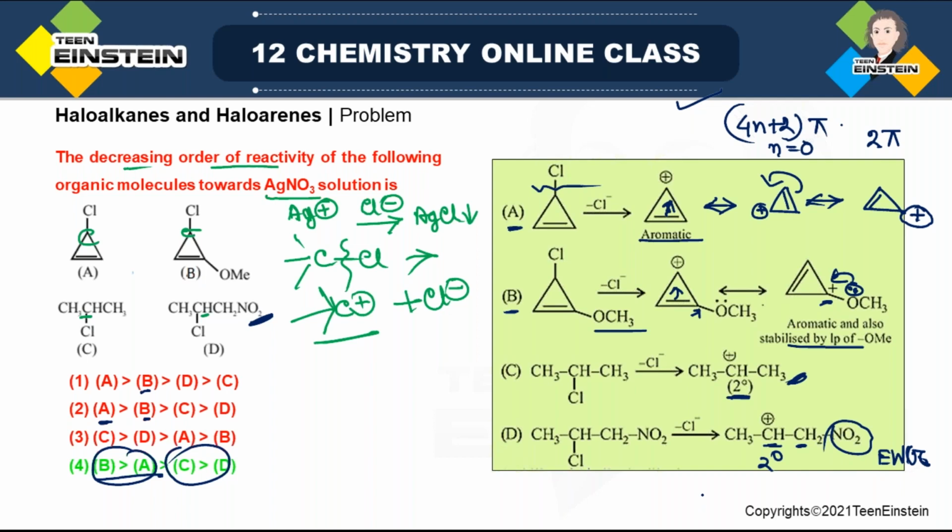And the correct order is first B, because it is not only aromatic, but it also has the Placer effect of the OMe group. Then option A, because it is aromatic. Then C, because it is 2 degree. Then D, it is 2 degree, but there is an electron withdrawing group present. Okay, so option 4 is the correct option.